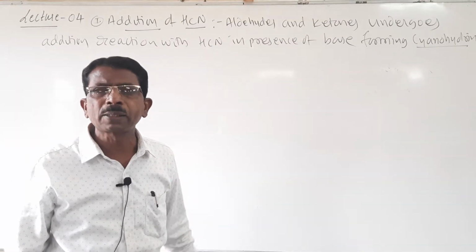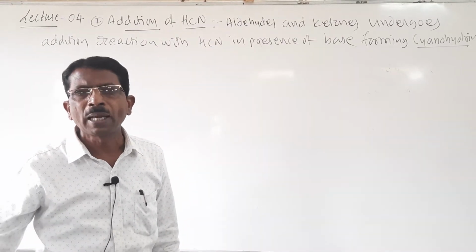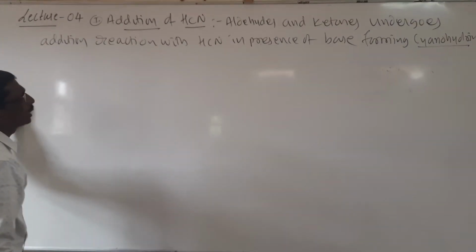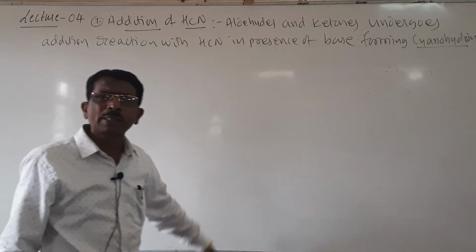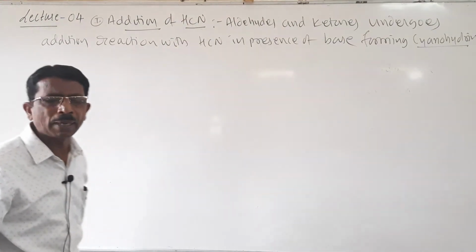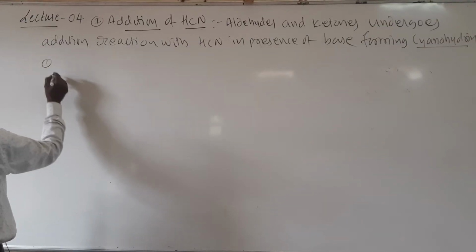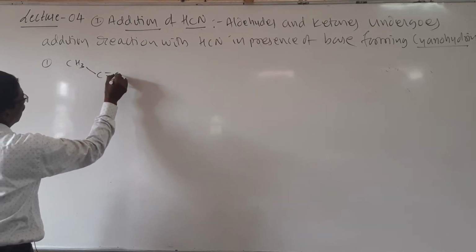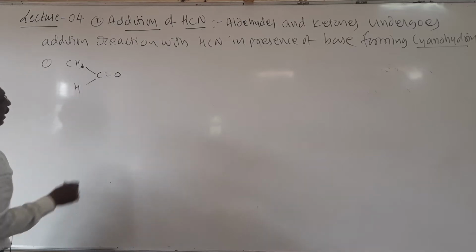in such cases this reaction can be catalyzed by using a base, sodium hydroxide or potassium hydroxide. Look here students, here both aldehydes and ketones react. I will show both the examples. Here I will write number 1, CH3 C double bond O, H, acetaldehyde.